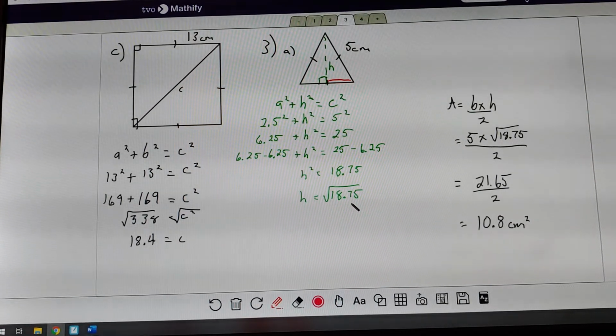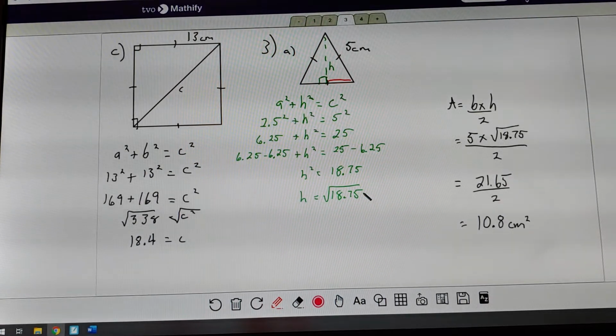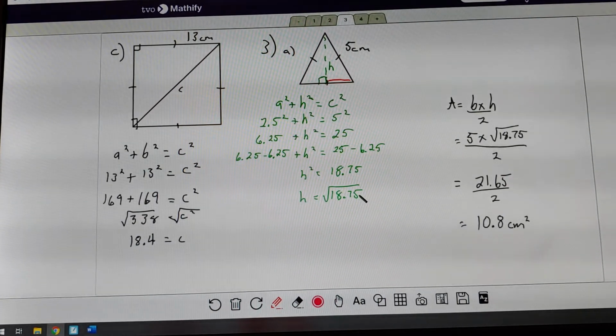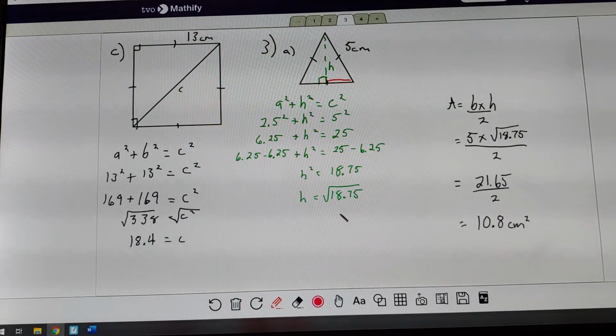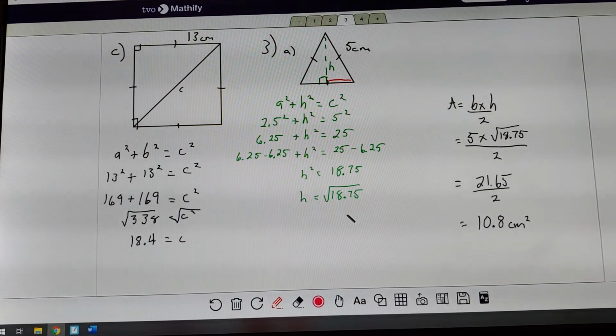So that's our height. Now, I left it as square root 18.75 rather than bring it down to a decimal, because this is more exact. If I square root it, I'm going to have to round a little bit unless I have a really long decimal number.